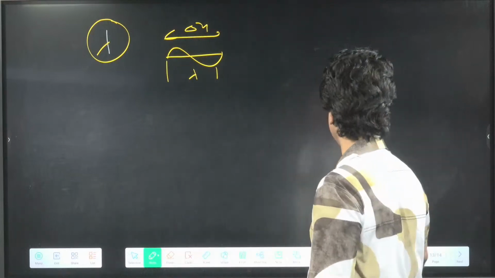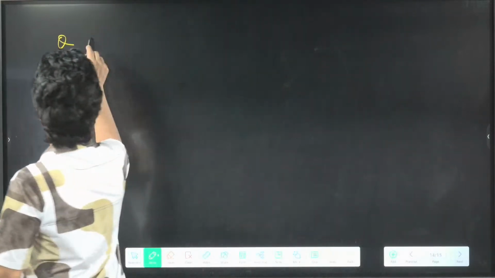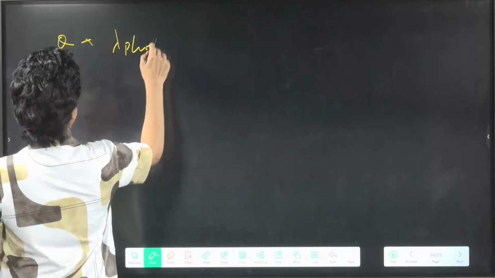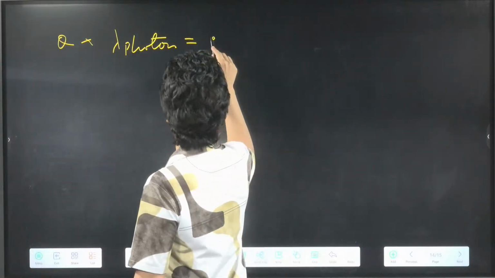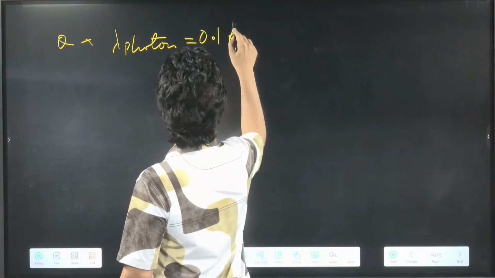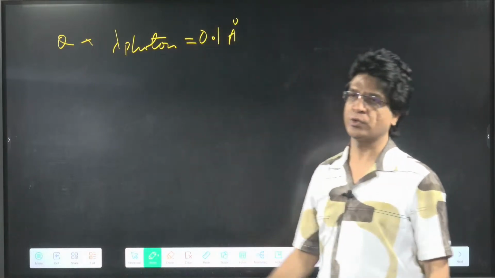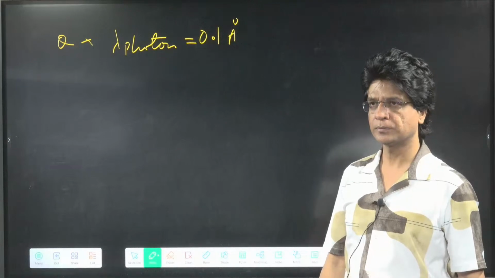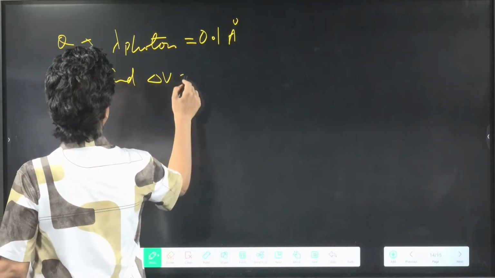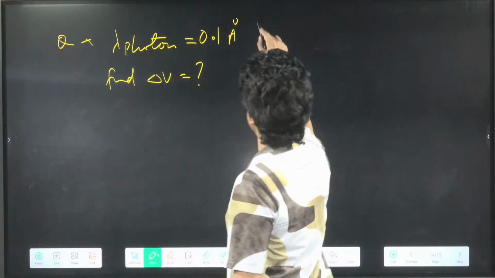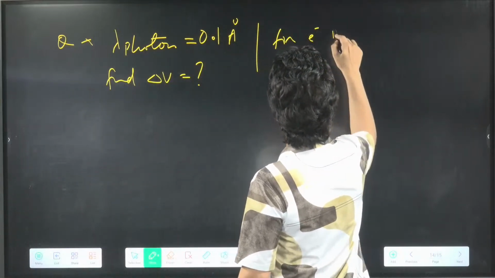So I'm giving you a question. The question says that lambda of a photon which is sent in search of an electron is given as 0.1 angstrom. They're saying find delta v of the electron. This is for an electron in an atom.